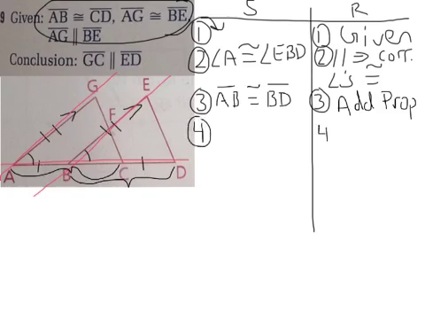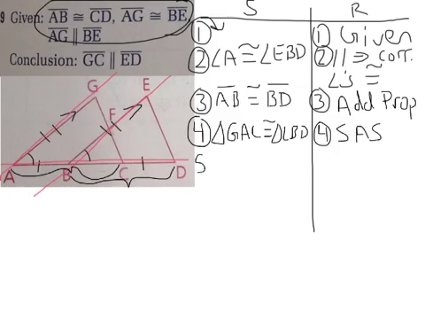Next step. So now I can prove my triangles are congruent. I have triangle, let's go with GAC, congruent to triangle EBD. That's my side angle side, SAS. And then I can have CPCTC.